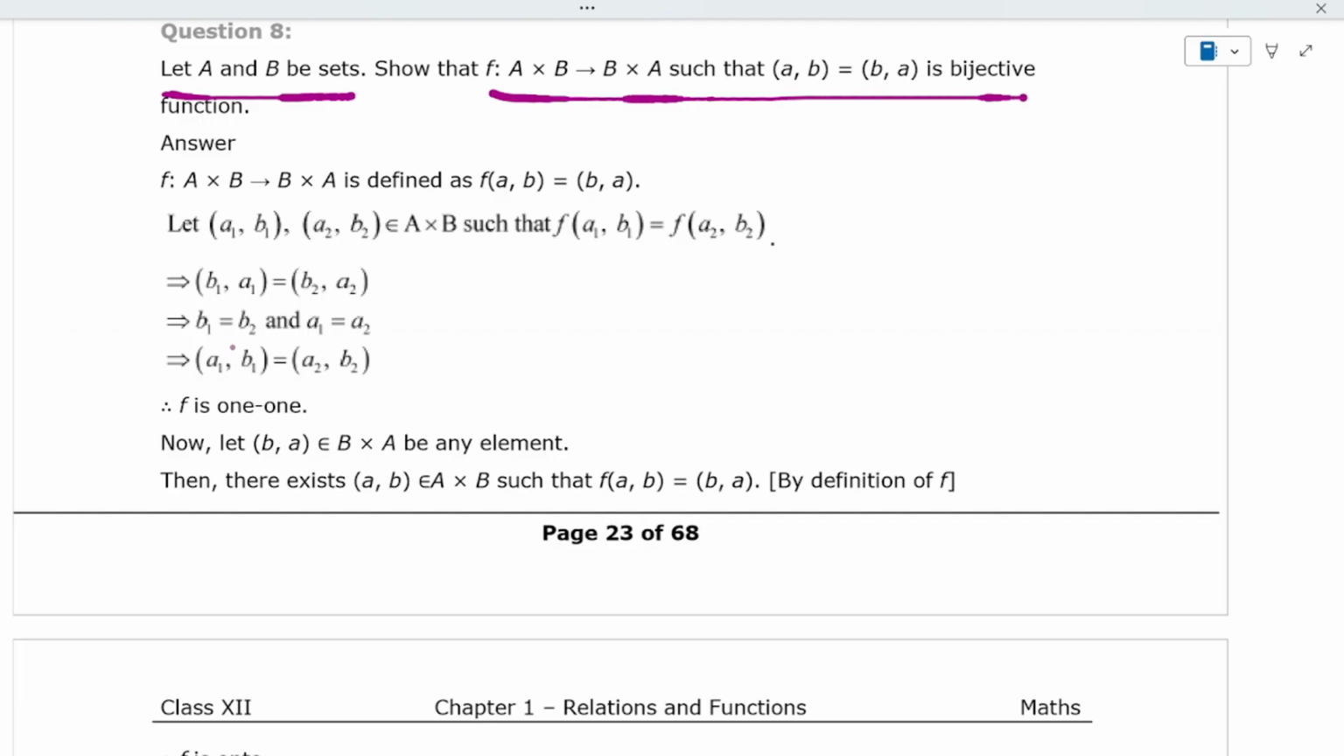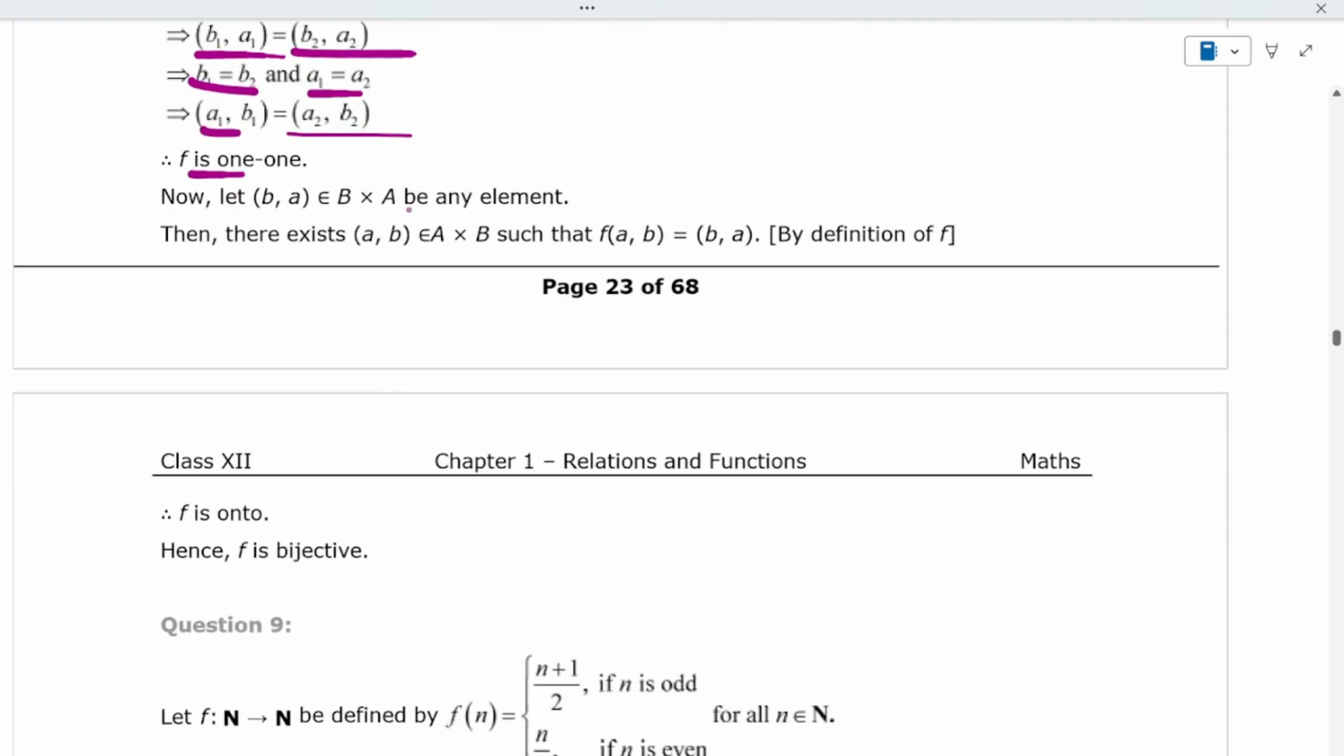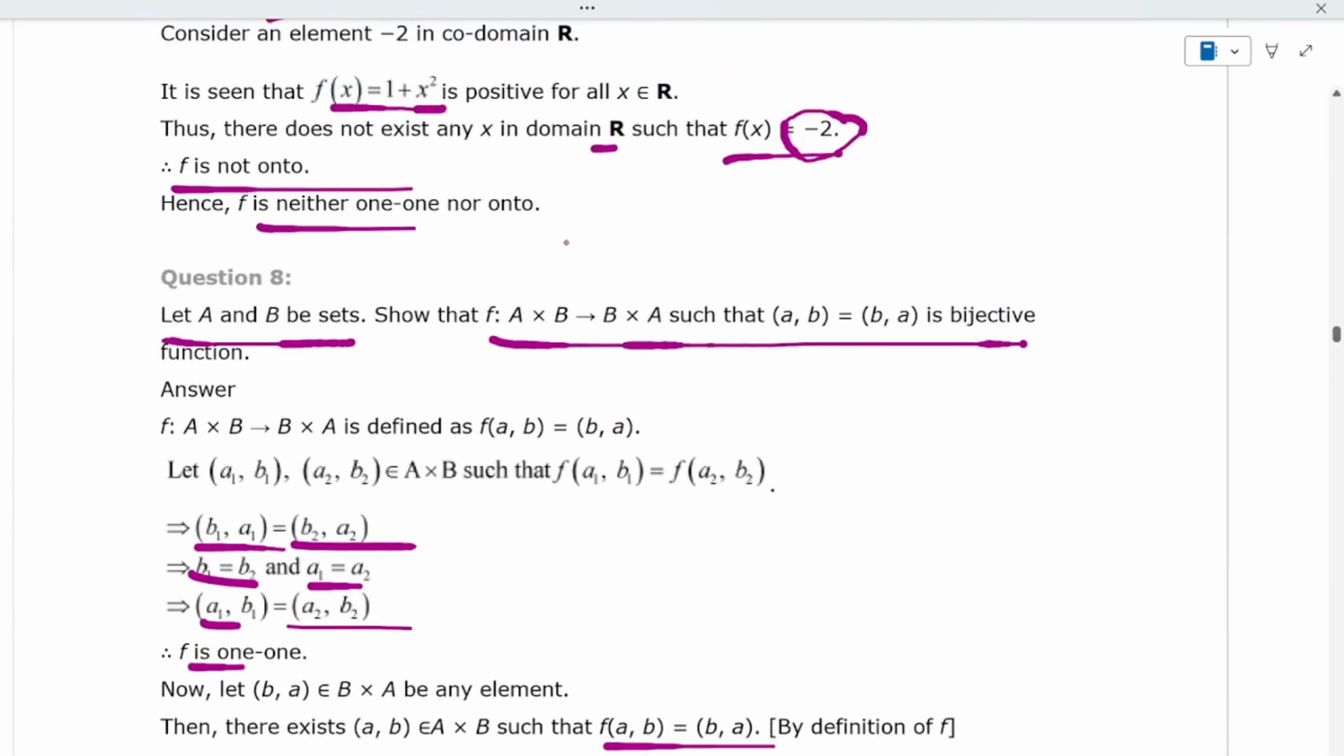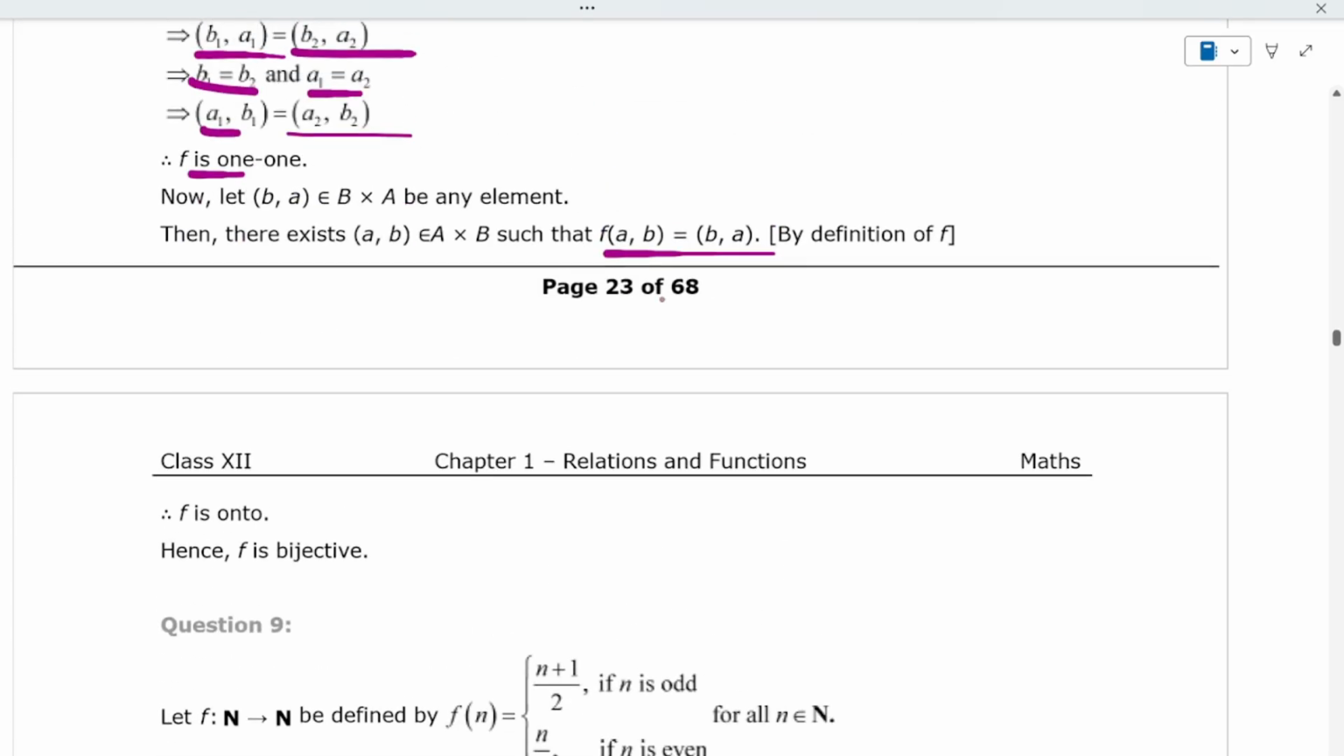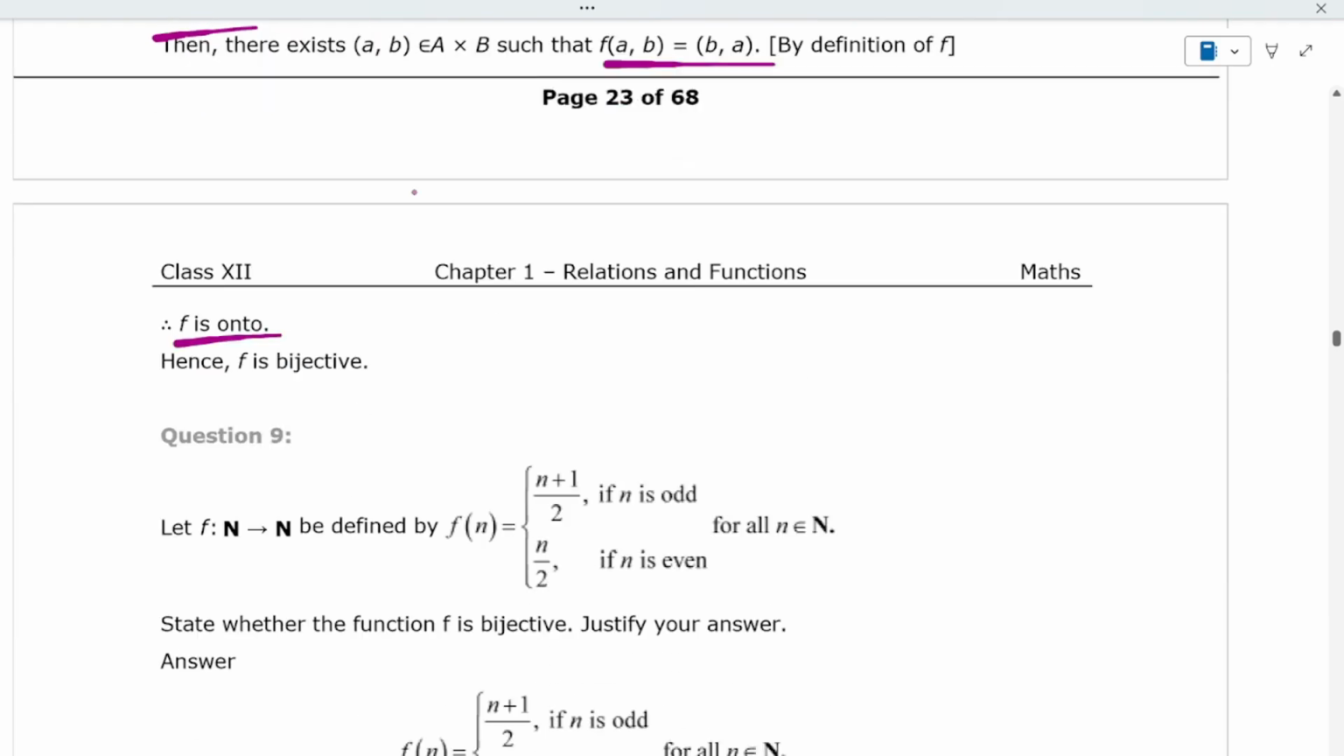Okay, you consider a1, b1 and a2, b2. They both are equal only, right? So a1, b1 equals a2, b2, so b1 is equal to b2, a1 is equal to a2, so we say that it is 1-1. Next, they have given f of a, b is equal to b, a. By definition of f here they have given, right? So now we can say that they both are equal only, right? So we say that it is onto. You write the function they have given.